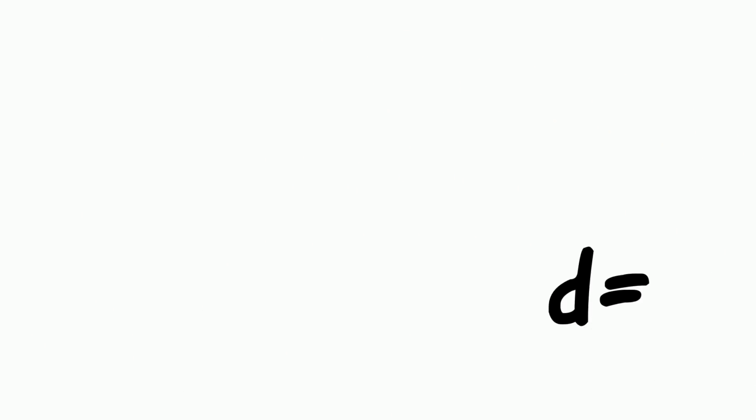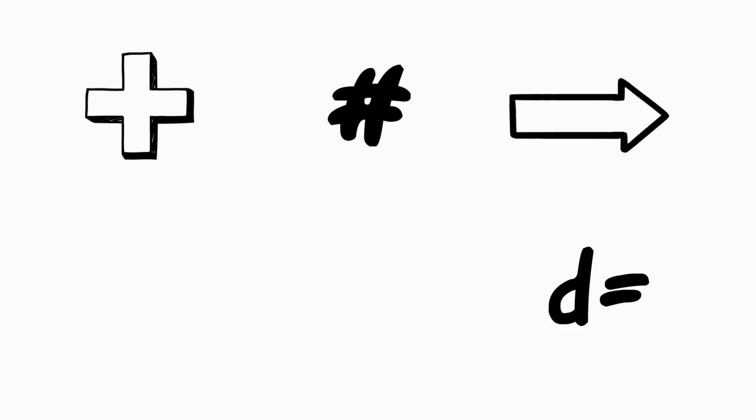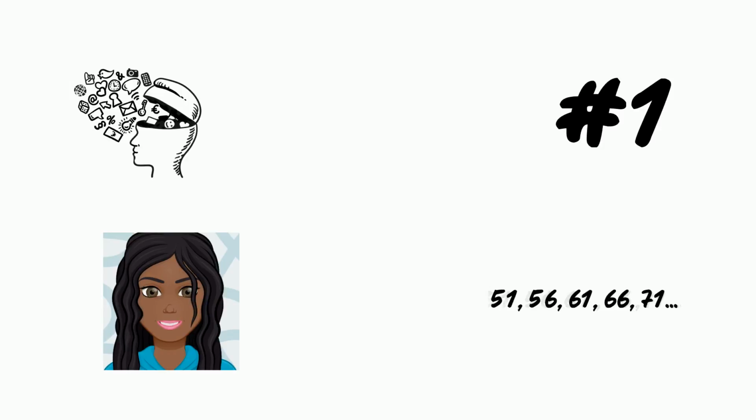The common difference is the number that is added or subtracted to get from one number to the next in the sequence. The common difference is called d in the formula. Miss Merritt will also need to know the first number in a sequence, called a sub 1.